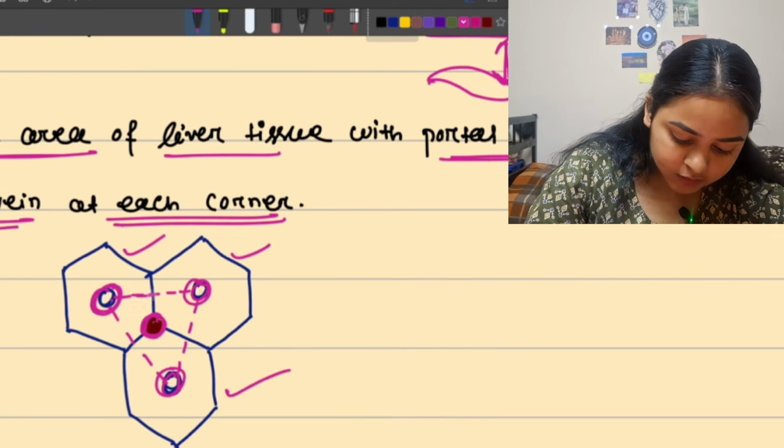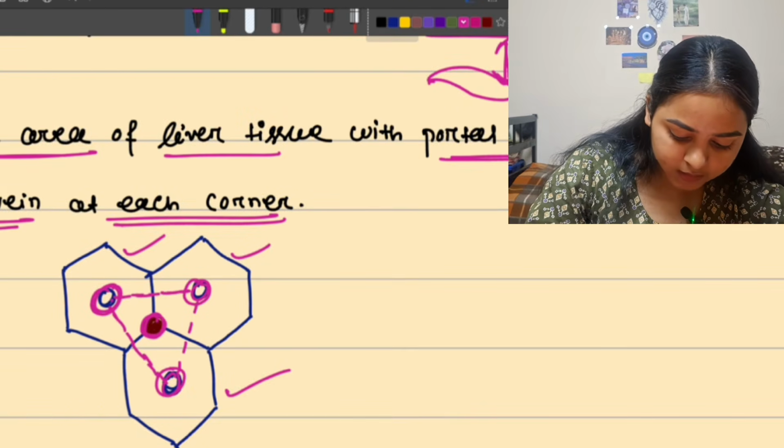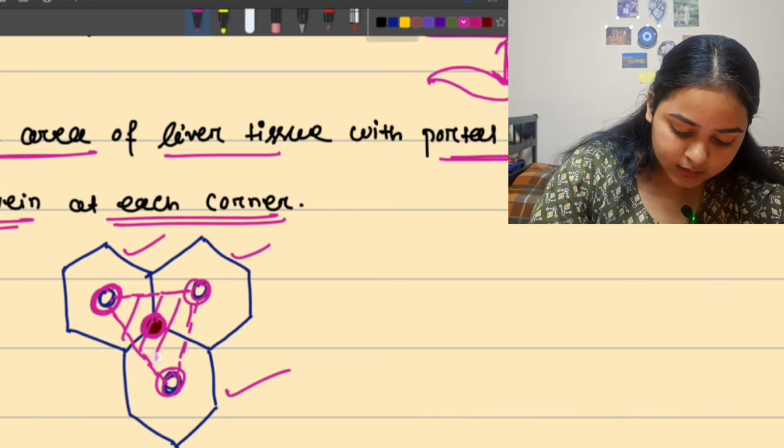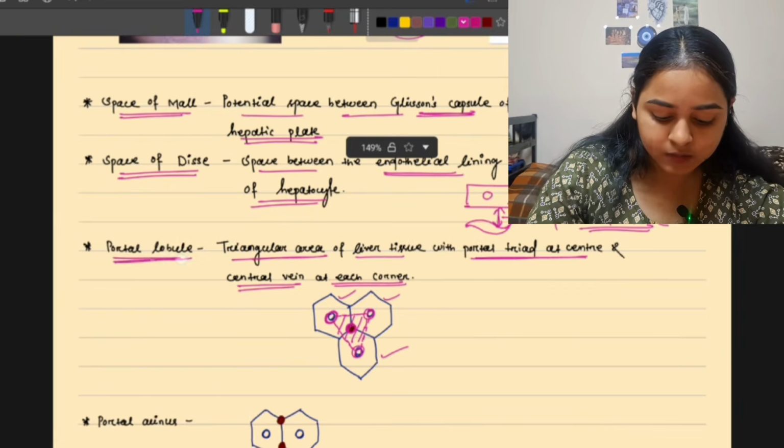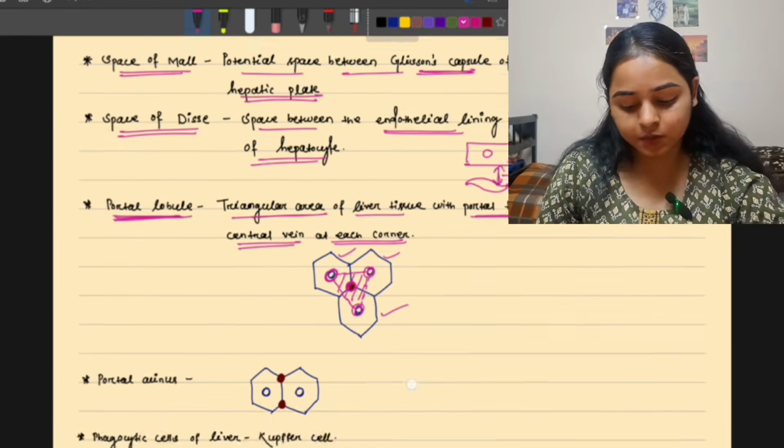Okay, now if you join the three central veins via imaginary lines, then there will be a triangular area. This triangular area is known as the portal lobule.